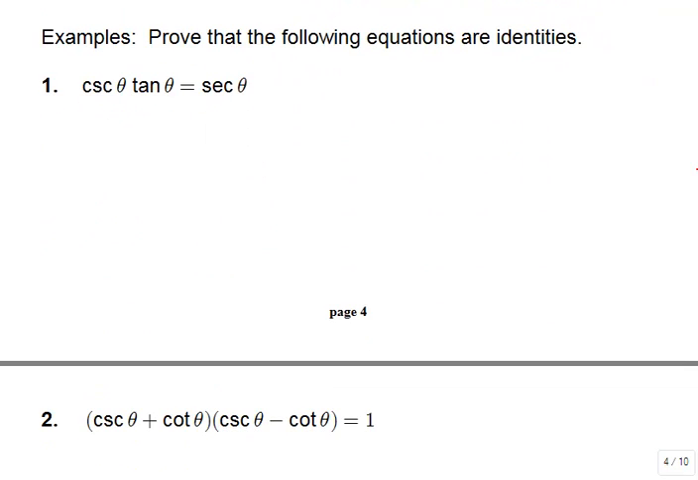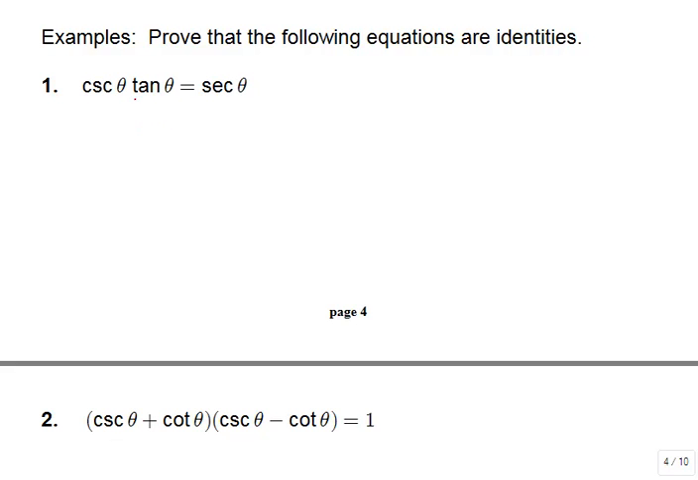All right, let's start with one that's relatively straightforward. We want to prove that this equation is an identity. Cosecant theta times tangent of theta is equal to secant of theta. So here's one strategy that you're going to want to work with. Look at your two sides of your equation. I always tend to start with the side that looks a little bit more complicated, because that gives you more possible things to work with.